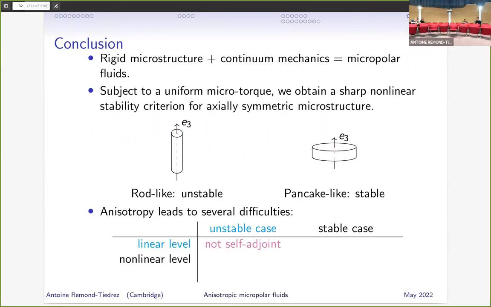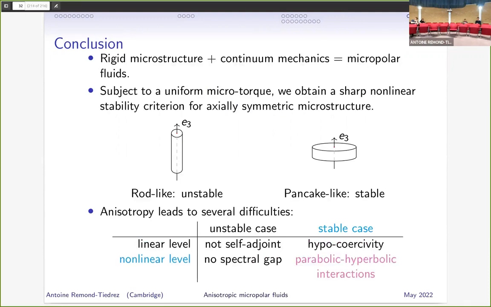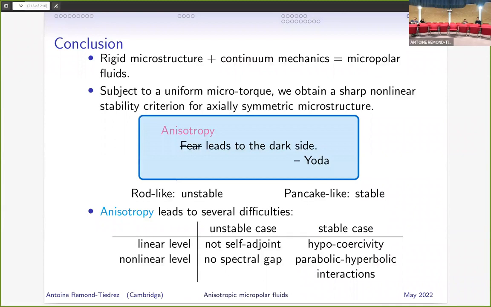And the anisotropy led to a bunch of difficulties in those places. In the unstable case, we had to get our hands dirty with some complex analysis to find the eigenvalues. In the unstable case, you had the lack of a spectral gap, which means you have to do nonlinear estimates in a particular way. In the stable case, at the linear level, you have this lack of coercivity, so energy is less controlled, and you get a coarser decay rate than you would otherwise. And then at the nonlinear level, in the stable case, you have these interactions between parabolic and hyperbolic parts. And I think that's it.